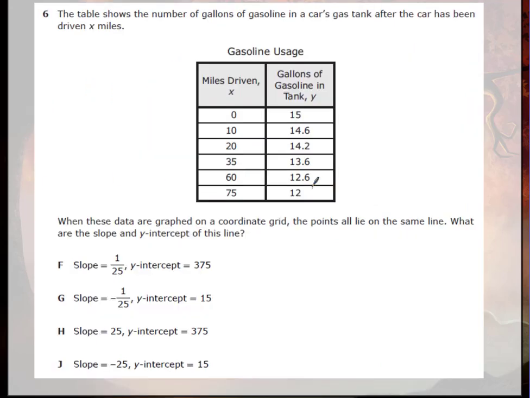One more real fast. This one says the table shows the number of gallons of gasoline in a car's gas tank after the car has been driven x miles.